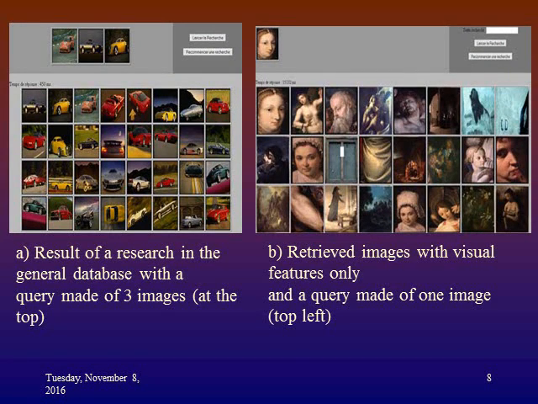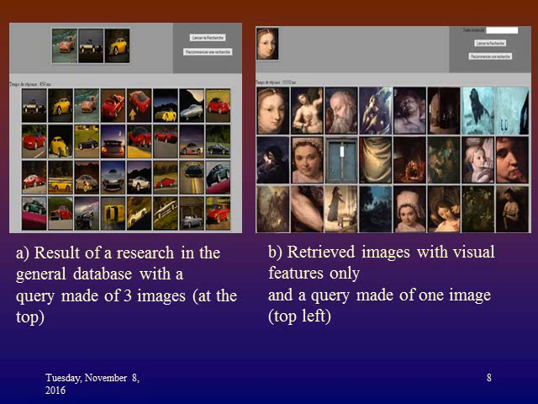CBIR for low-level similarity queries needs techniques which can be used to obtain the image content descriptors to compare images based on their color, texture, and shape. Let us look into the diagram here, which is when we search for car images and we drop some images into the search bar, and we get similar images, which are the result of a search in the general database with the query made of 3 images, shown on the left side of this slide.